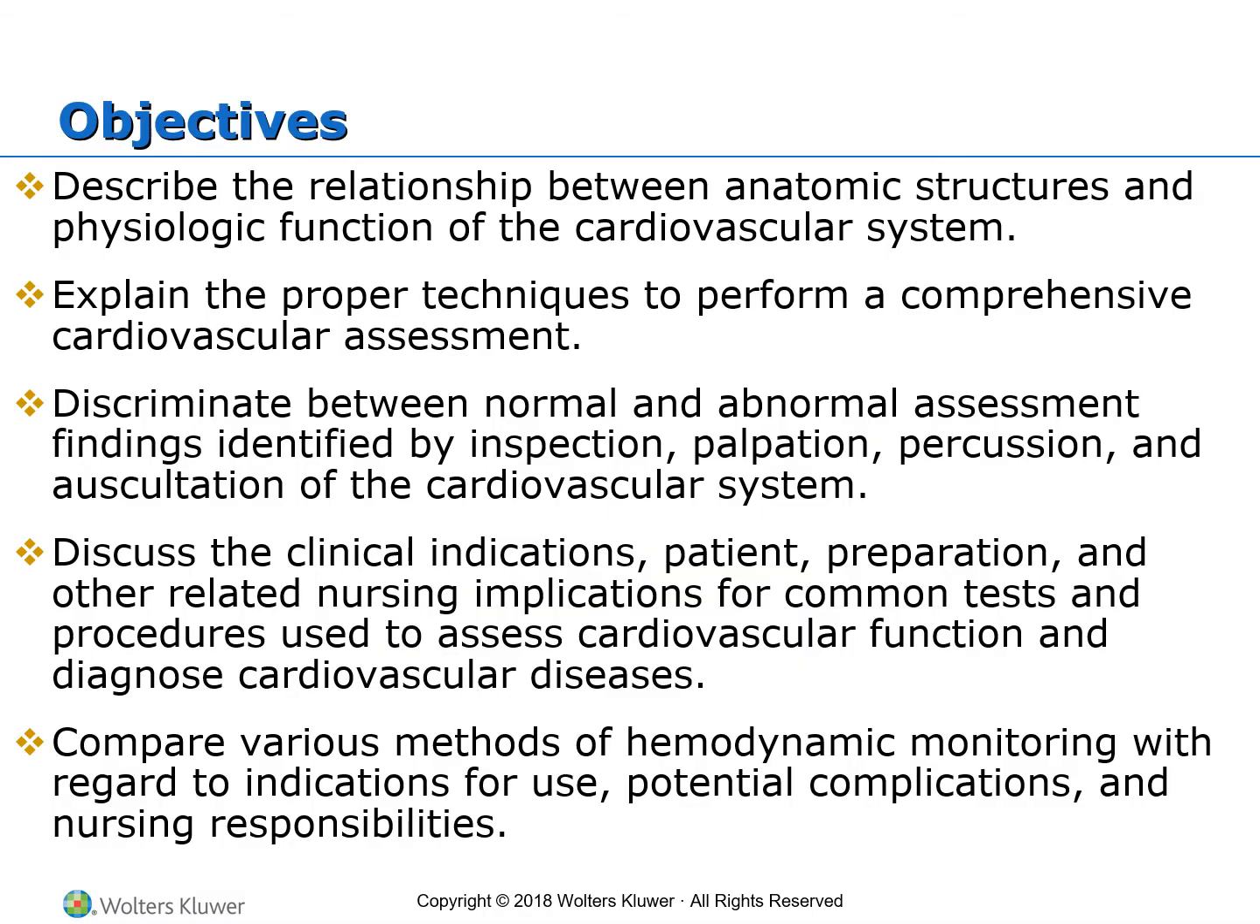The objectives for this chapter: you should be able to describe the relationship between anatomic structures and physiologic function of the cardiovascular system, explain the proper techniques to perform a comprehensive cardiovascular assessment, discriminate between normal and abnormal assessment findings, discuss the clinical indications, the patient preparation, and other related nursing implications for common tests and procedures used to assess cardiovascular function and diagnose cardiovascular disease.